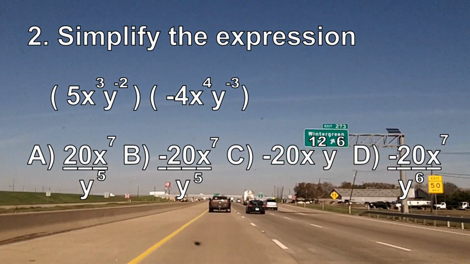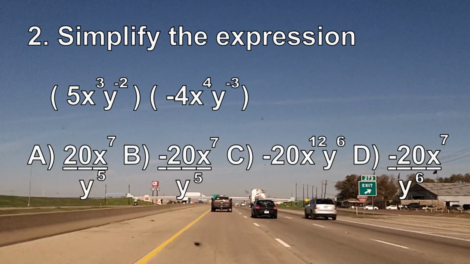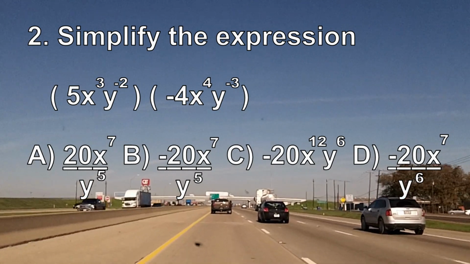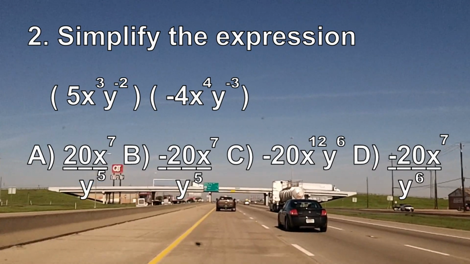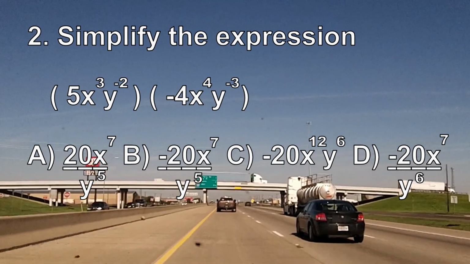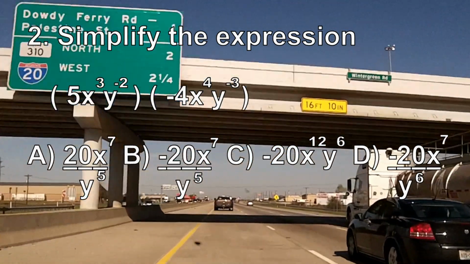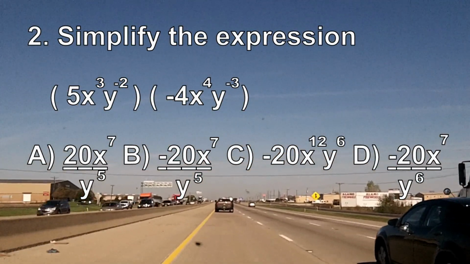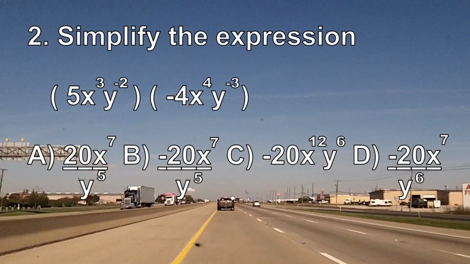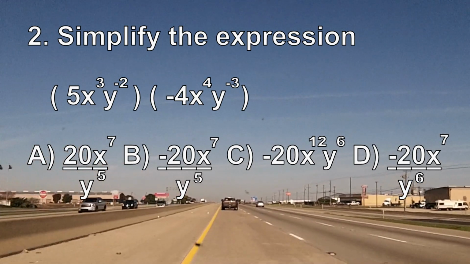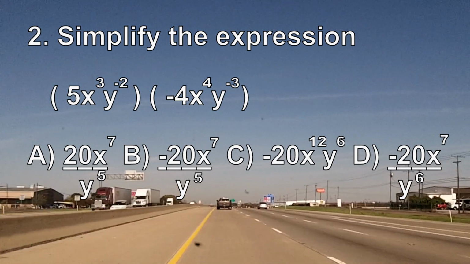Problem number 2. Simplify the expression 5x to the third times y to the negative 2 times negative 4 times x to the fourth times y to the negative 3. Is it A, 20x to the 7 over y to the 5th, B, negative 20x to the 7 over y to the 5th, C, negative 20x to the 12 y to the 6th, or D, negative 20x to the 7th over y to the 6th?